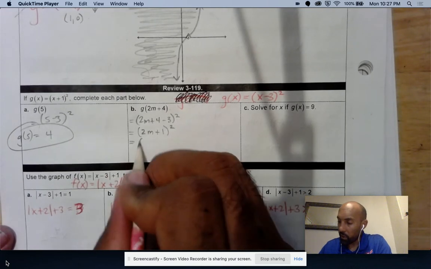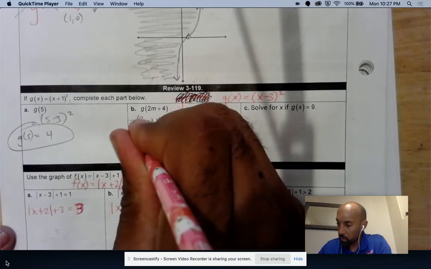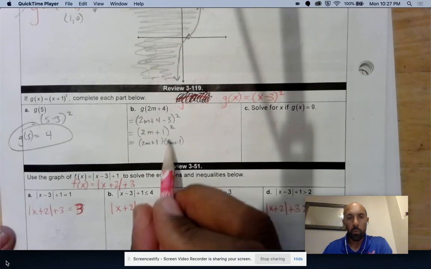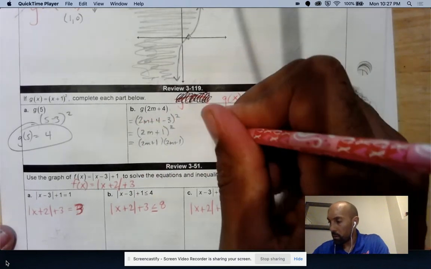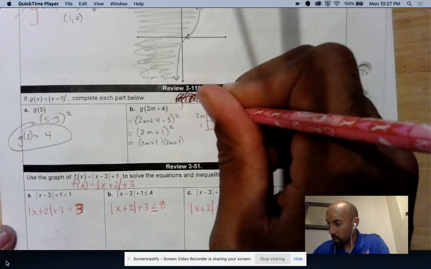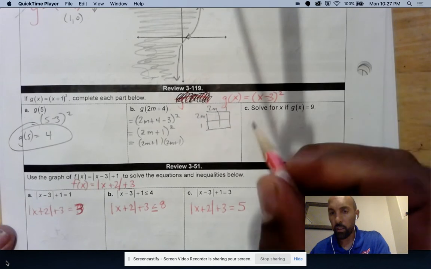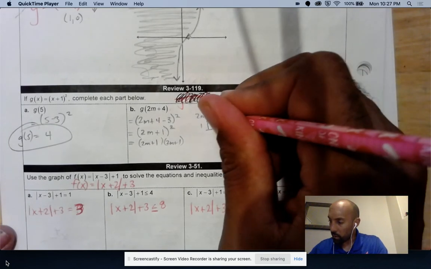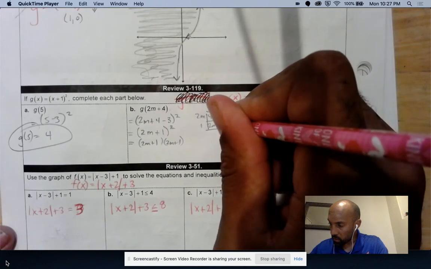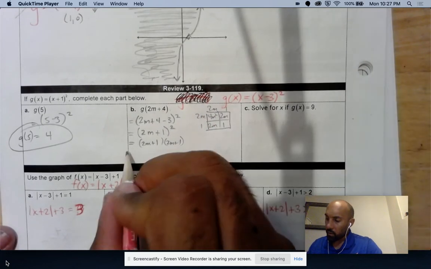So let's simplify that by expanding this out. Now we have 2m plus 1 times 2m plus 1. And then what I want to do is multiply all this out. So I can use the box for that. 2m and 1 here, 2m and 1 here, and then multiply everything inside. And I have 4m squared here, 2m here, 2m here, 1 here.